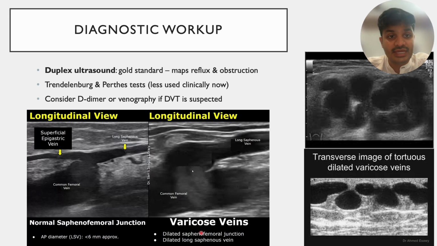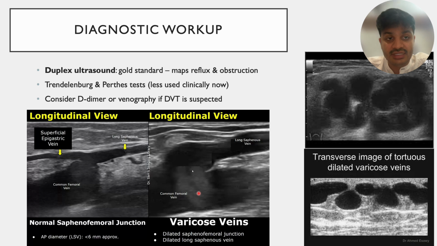When it comes to diagnostic workup, the best is duplex ultrasound. That is the gold standard. Here you can see this is the common femoral vein, which is a deep vein. This is the great saphenous vein, which is a superficial vein. This is also a superficial vein, the superficial epigastric vein. Ideally the blood should flow from the superficial system into the deep system, whether you are at rest or during Valsalva or any time.